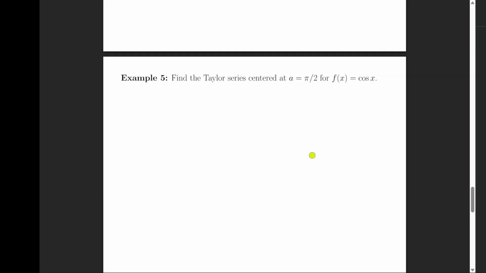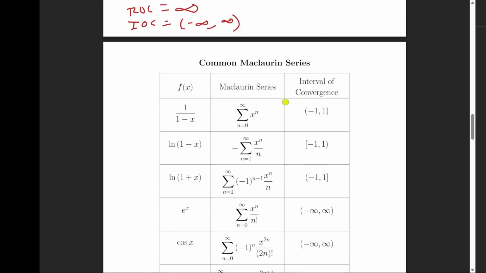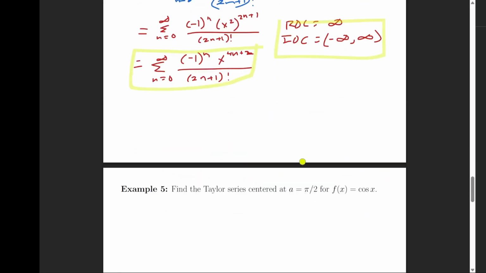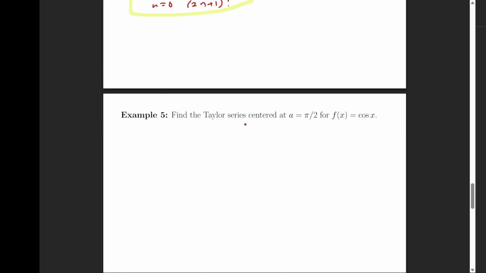These were all Maclaurin series, which is when the center A equals 0. Taylor series is when it's not centered at 0. So in this case, A equals pi over 2, so that's going to be the new center.